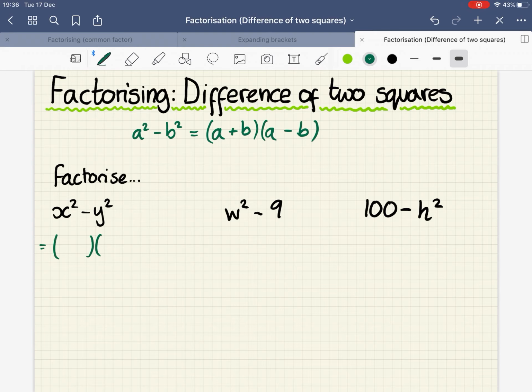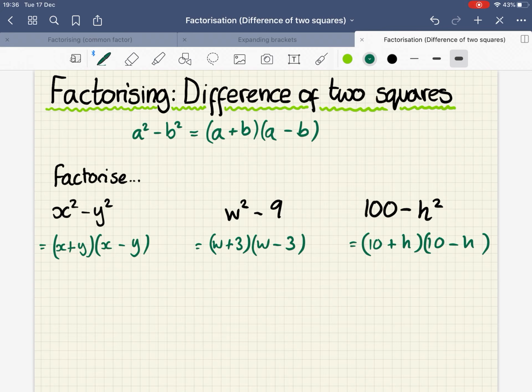So again, two brackets, plus minus, square root of x squared is x, square root of y squared is y. Same again, square root of w squared is w, square root of 9 is 3. Square root of 100 is 10. Square root of h squared is h. So those are some very, very basic examples, but it's not always going to be as straightforward as that.